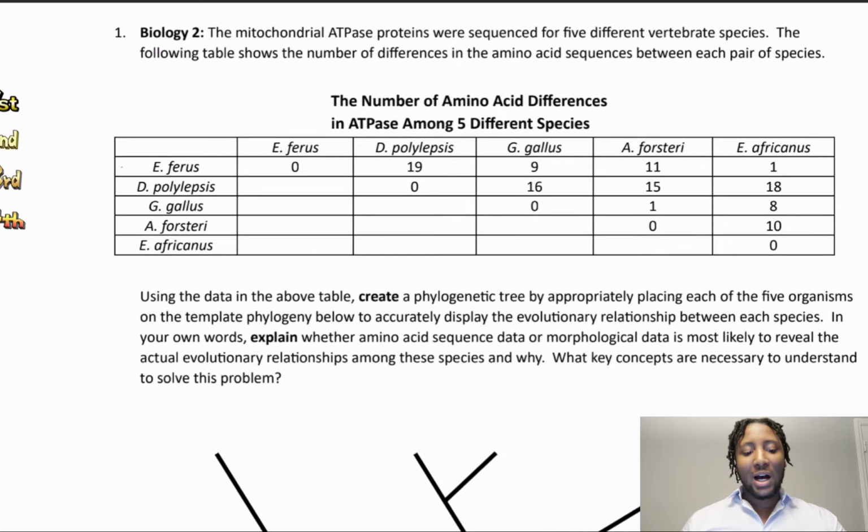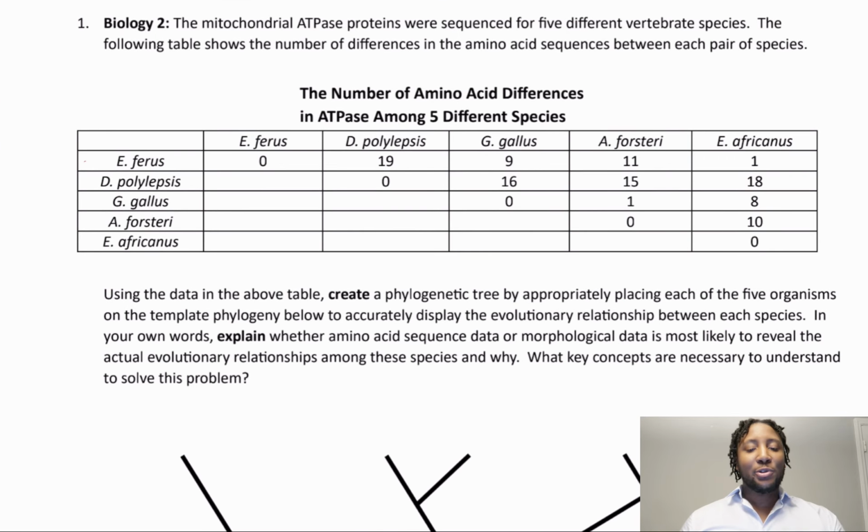We go back to our top and it reads: the mitochondrial ATPase proteins were sequenced for different vertebrate species. The following table shows the number of differences in amino acid sequences between each pair of species. Using the data in the above table, create a phylogenetic tree by appropriately placing each of the 5 organisms on the template phylogeny below to accurately display the evolutionary relationship between each species.